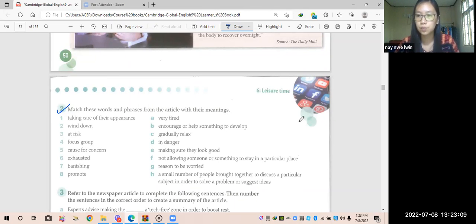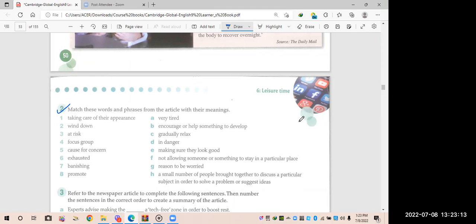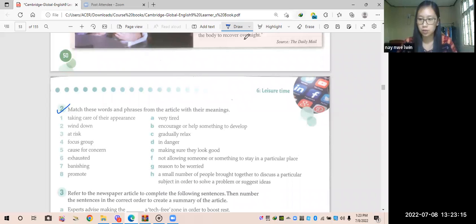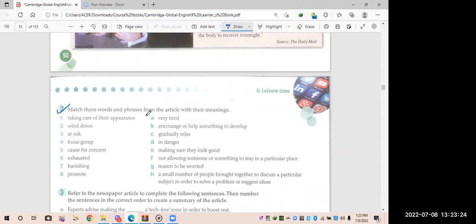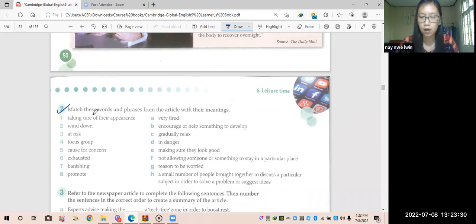So have you finished number 2? Yes, but some are not sure, teacher. Okay, so we'll check together. No one is taking care of their appearance, so that's it. C. Taking care of their appearance.